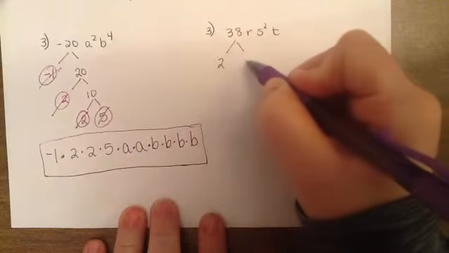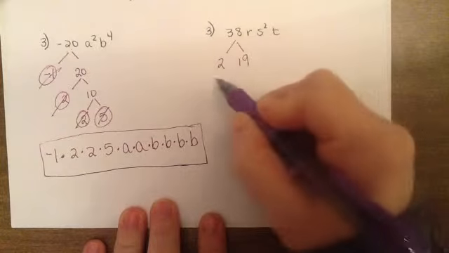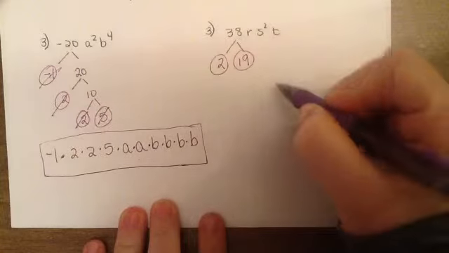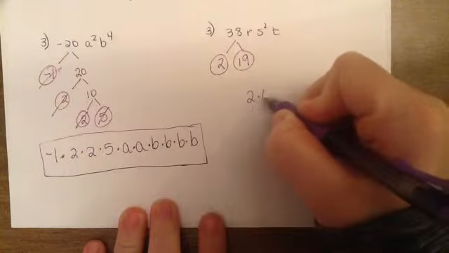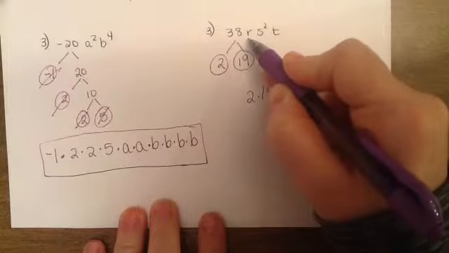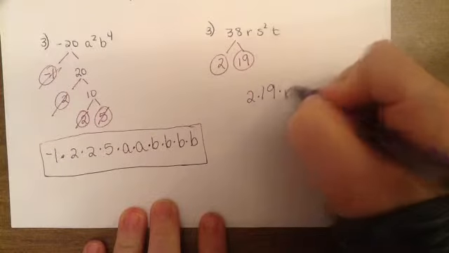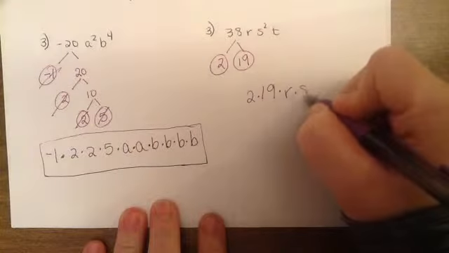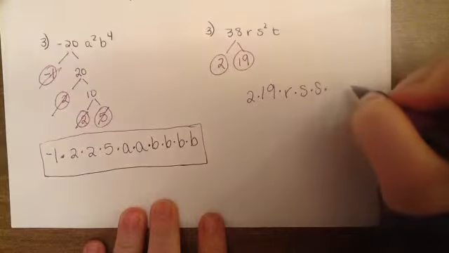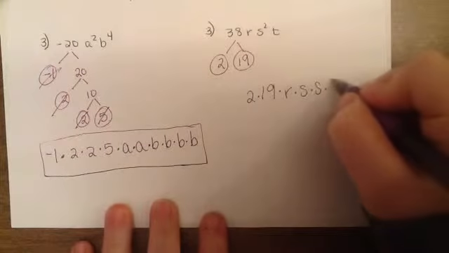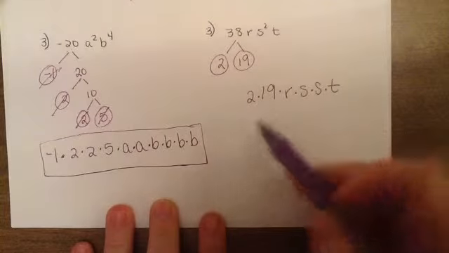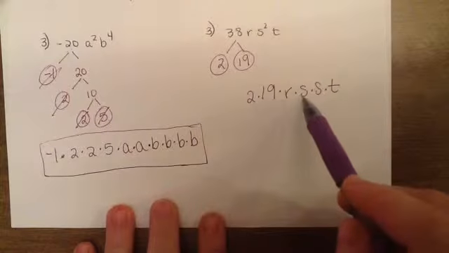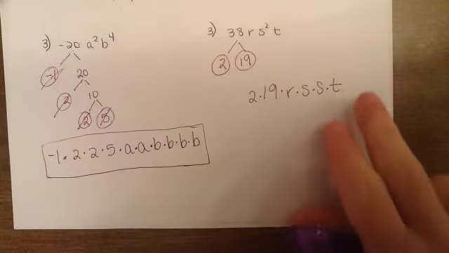2 times 19. Can either of these be broken up? Oh, they are both prime, so we're done. So I'll have 2 times 19. Do I have to break up r at all? Oh, there's just one r. What about r squared? Or s squared? S times just 1 t. So 38r s squared t is the same as 2 times 19 r times s times t. Nice job.